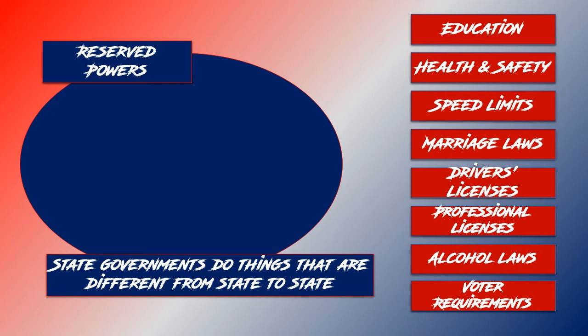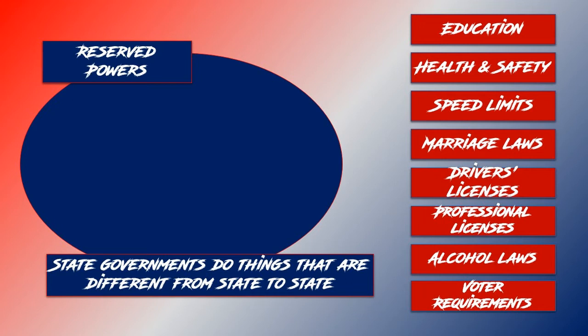Other things that we'll see here, like marriage laws. There might be different laws about how old you have to be to get a marriage license and things like that. A professional license is the kind of license that I have to be a teacher. You might have to get a special license to do cosmetology, or a special license to drive a particular type of vehicle or something like that.